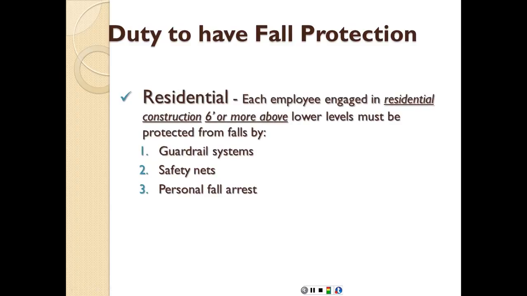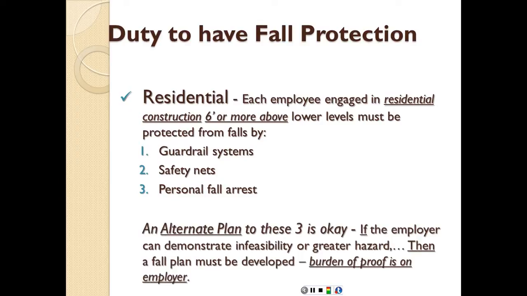In residential construction, again, same thing. Each employee engaged in residential construction 6 feet or more above lower levels must be protected from falls using one of the 3 systems. If none of them works, then again we have to work with an alternative plan, and the burden of proof, as usual, is on the employer.